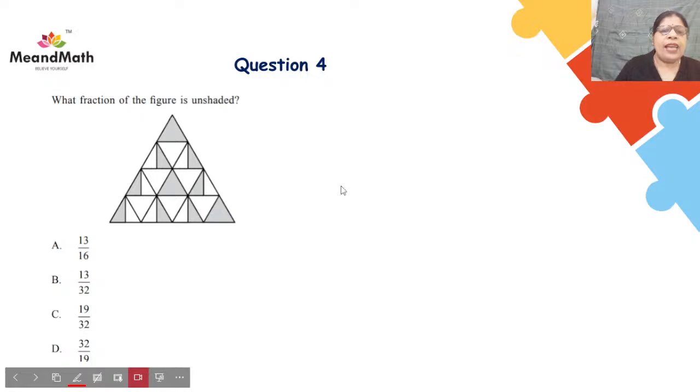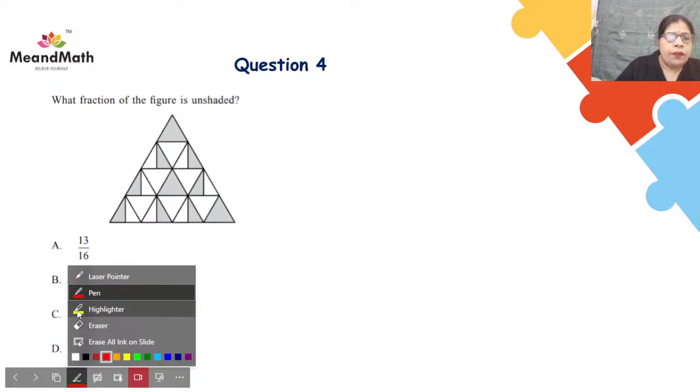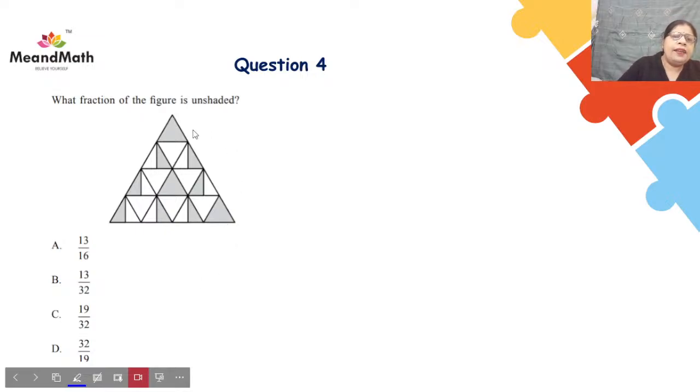What fraction of the figure is unshaded? Here you have to find out what fraction of the figure is unshaded. In the previous question, we did the shaded part of the fraction. But now we have to find out the parts which are unshaded. So let's see what parts are unshaded. First we are going to see how many parts are done to the triangle. This is 1, this is 2, 3, 4, 5, 6, 7, 8, 9, 10, 11, 12, 13, 14, 15, 16.